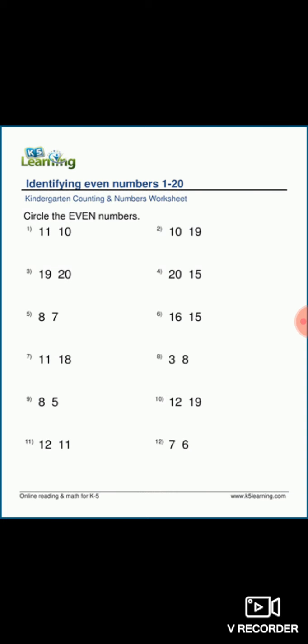Next one, the numbers 3 and 8 are given, so the even number is 8. The next one, 8 and 5 are given, the even number is 8. 12 and 19 are given, the even number is 12. The numbers 12 and 11 are given, here the even number is 12. The last one, the numbers 7 and 6 are given, so the even number is 6.